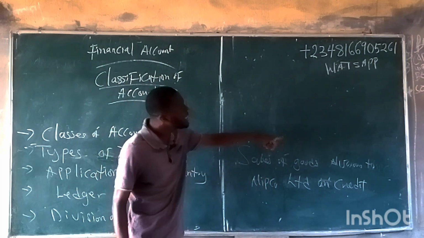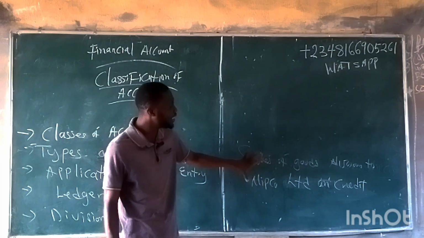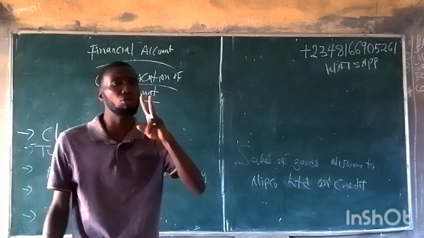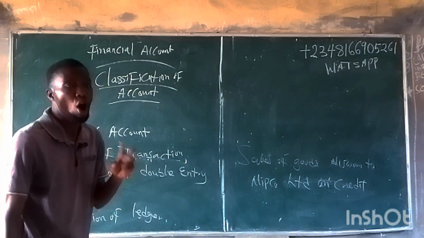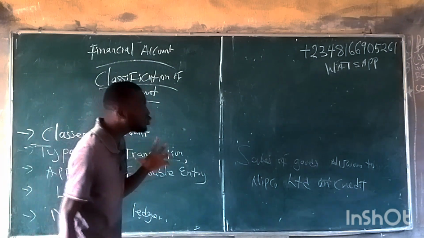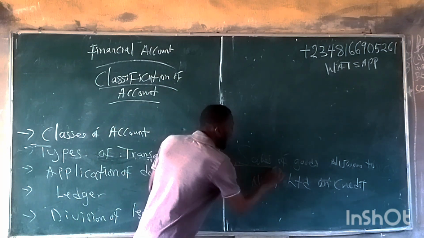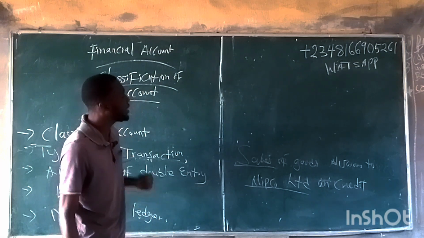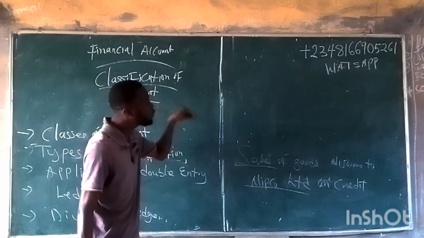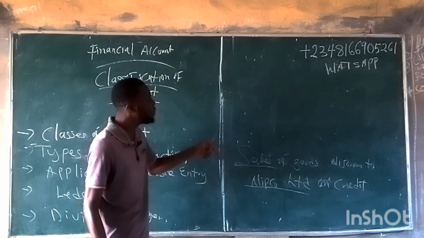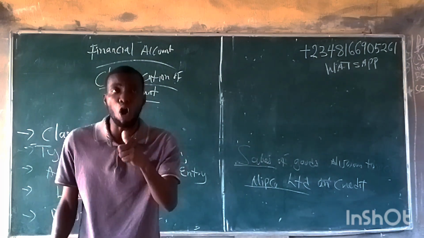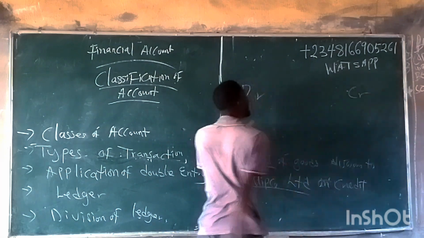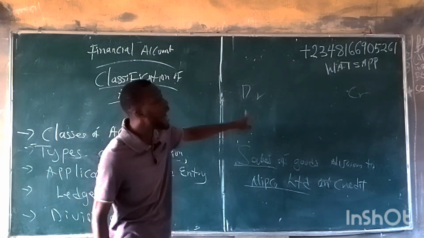Now, how can we apply this transaction? You should know that there are two accounts that need to be recorded: the sales and the NIPCO. These are the two accounts that need to be prepared. For sales of goods of 150,000 to NIPCO, the first thing you need to do is know your debit and know your credit. What do we mean by debit? The receiver: who is receiving and who is giving.